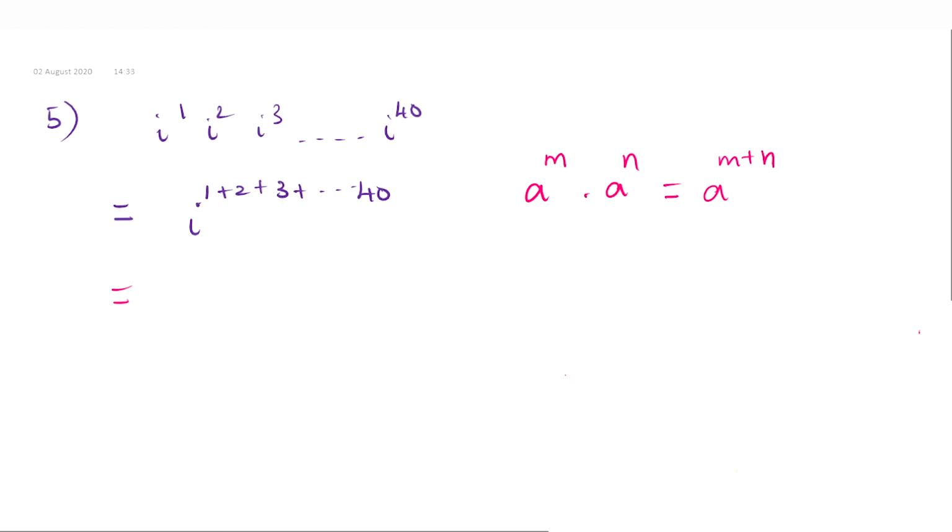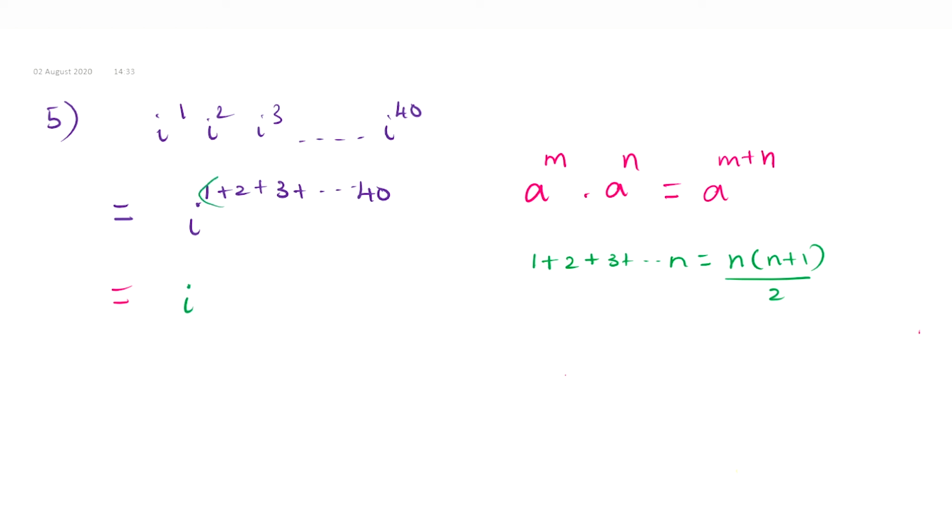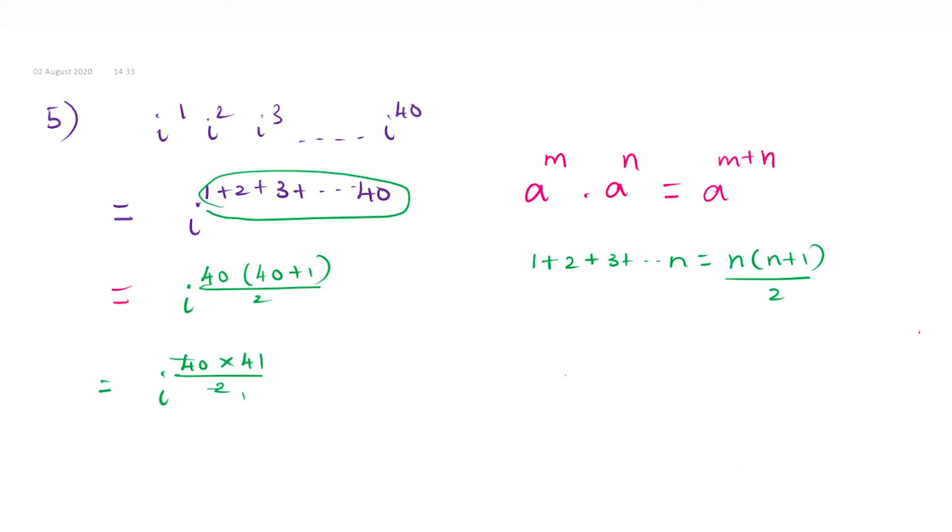So in the 10th standard, we have studied sum of first n natural numbers is n into n plus 1 by 2. So using this formula, we can write as i power, what is the value of this one here? So this is n into n plus 1. Here n is 40. 40 into 40 plus 1 divided by 2. So this is equal to i power 40 into 41 divided by 2. So I will be getting 2 here 20.